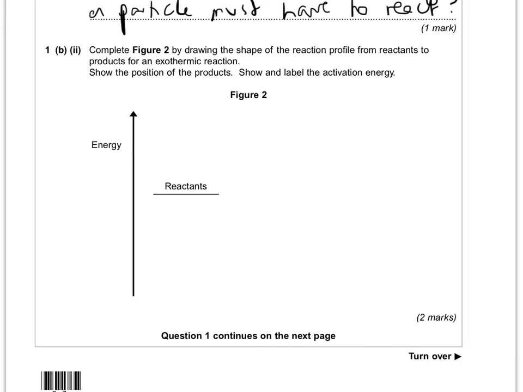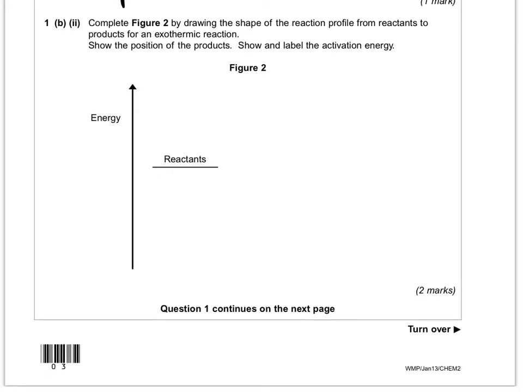And then complete figure 2 by drawing the shape of the reaction profile from reactants to products for an exothermic reaction. Show the position of the products, show and label the activation energy. For an exothermic reaction, energy is being given out, so the energy of the products is lower than the energy of the reactants, because the difference in those energies is the energy that was given out. So the products will be down here somewhere, as long as they're lower than the reactants, that's fine. I need to label it products.